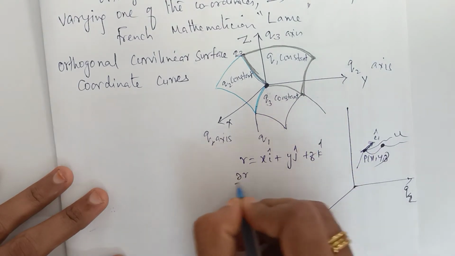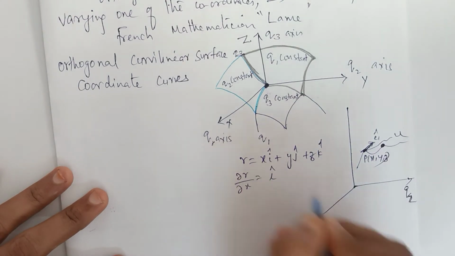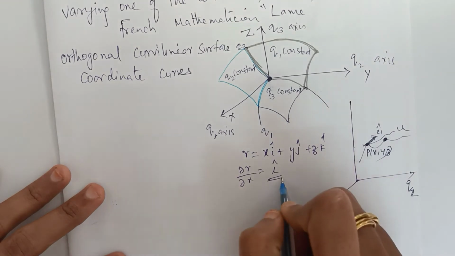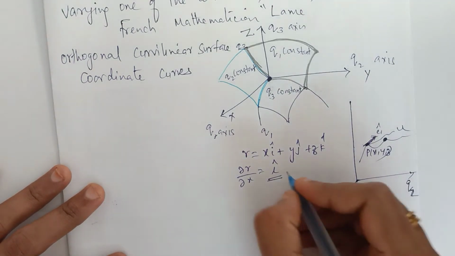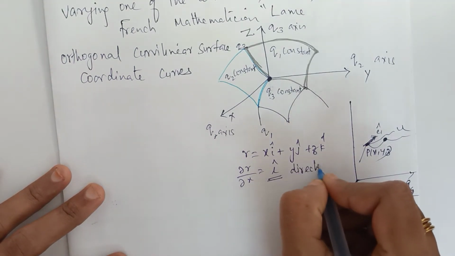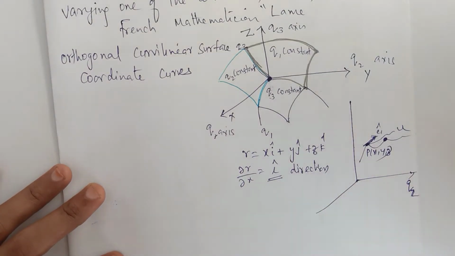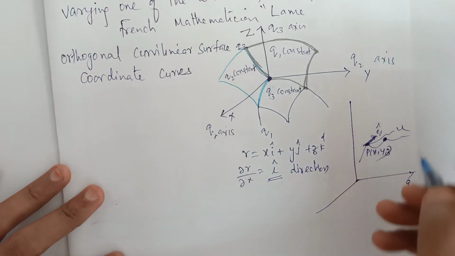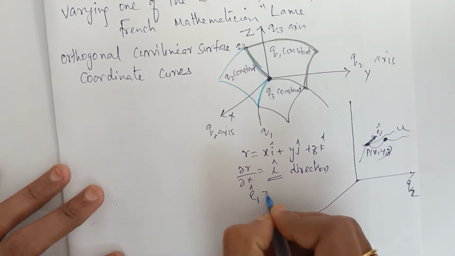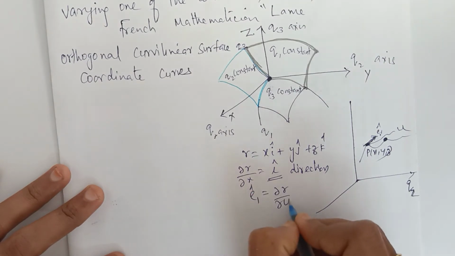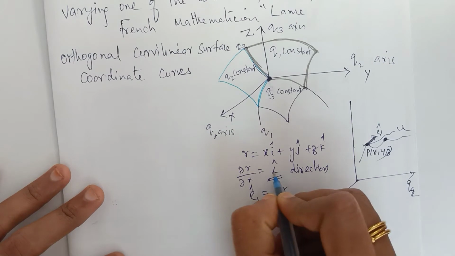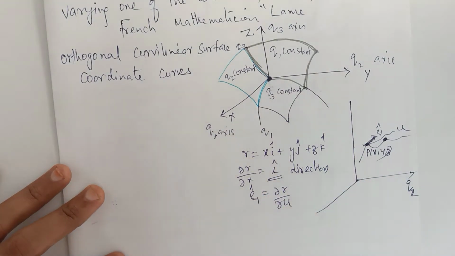So what is dou R by dou X? Dou R by dou X is i. What is i? That is showing the direction. That means if you take the partial derivative, what are we getting? We are getting the direction. Okay, so here we have drawn a tangent vector such that E1 will give you the direction. What is this? This is also the unit vector i, j, k or E1 or U1, whatever notation you use.